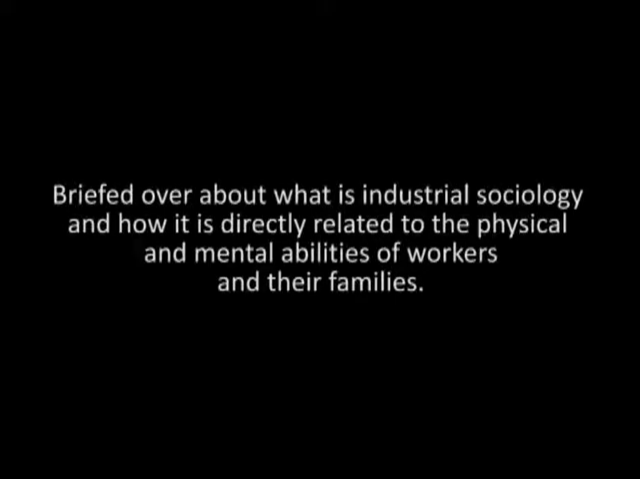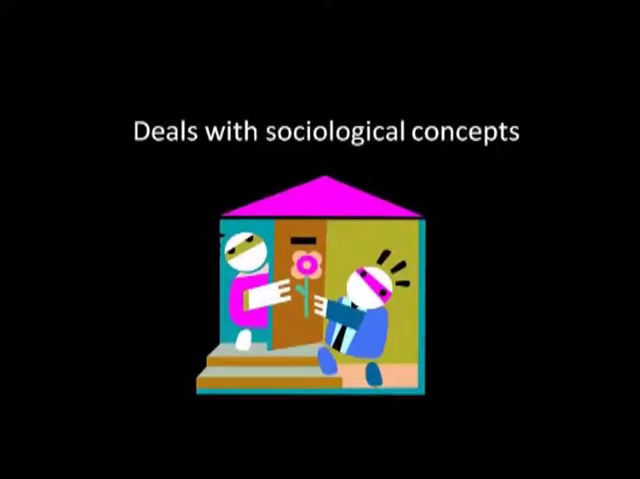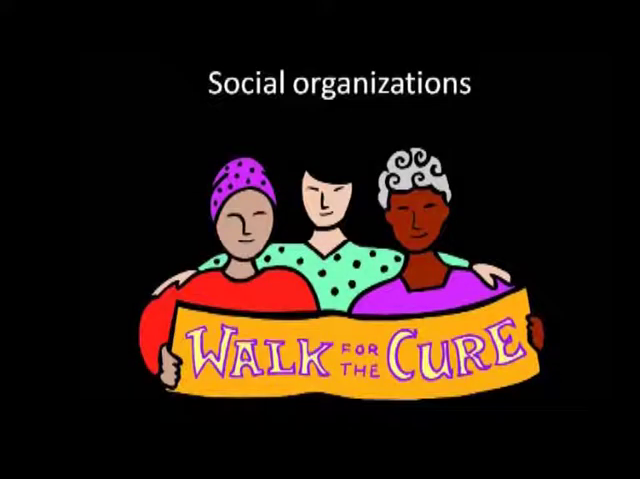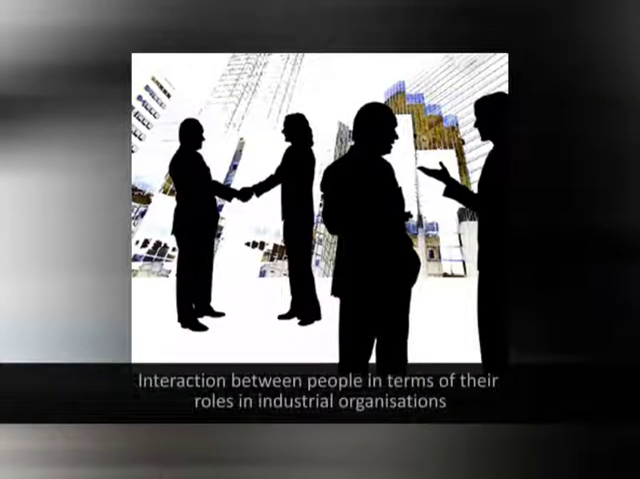In this chapter, we briefed over what industrial sociology is and how it is directly related to the physical and mental abilities of workers and their families. Industrial sociology is an applied discipline. It is concerned with the study of human relations as they grow and operate in the field of industries. It deals with the sociological concepts that have relevance to industry. It concentrates upon the social organizations of the workplace or industry. It studies the patterns of interaction between people in terms of their roles in industrial organizations.